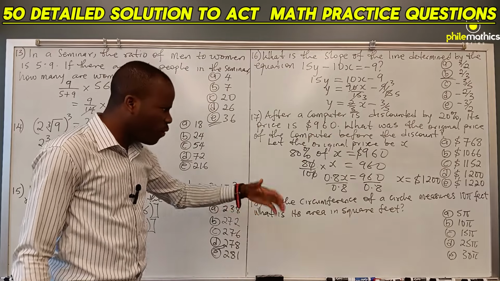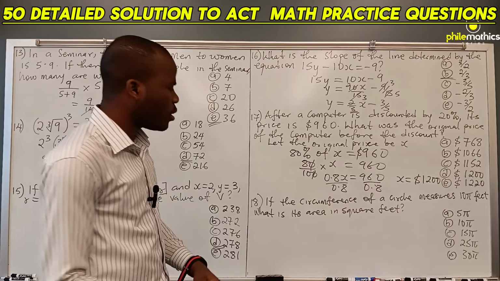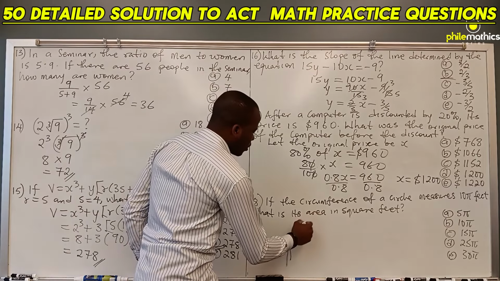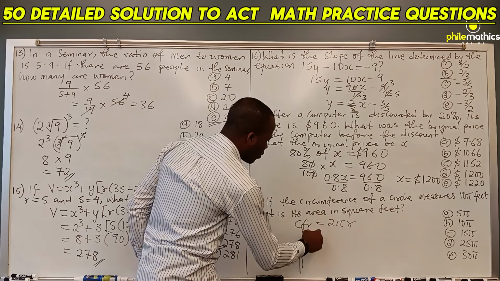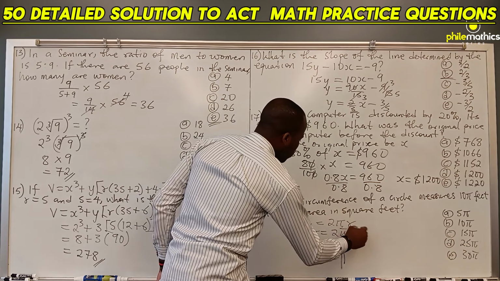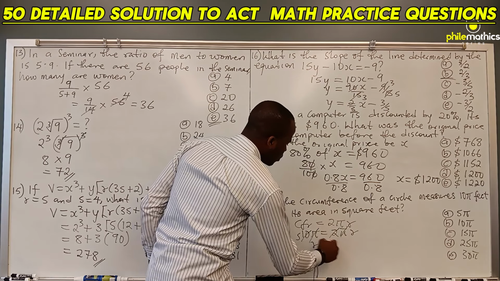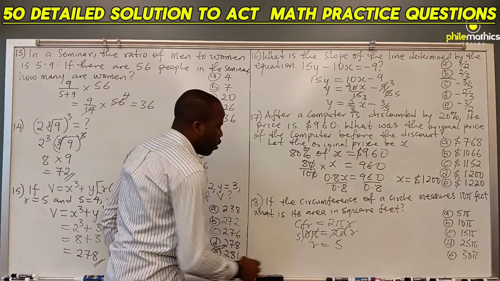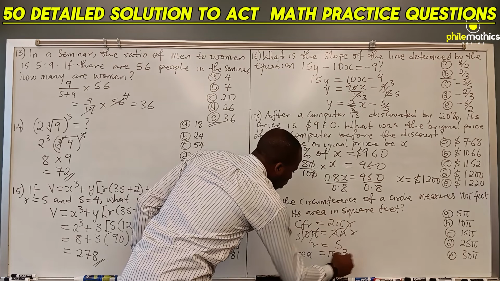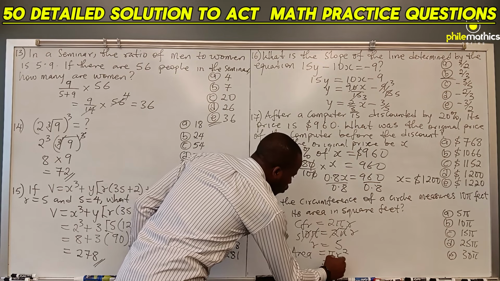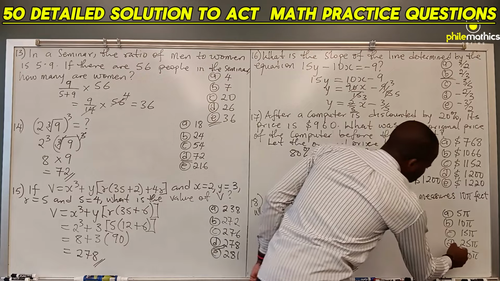18 says, if the circumference of a circle measures 10 pi feet, what is its area in square feet? So remember, circumference is given as 2 pi r, and they gave us the circumference as 10 pi equals 2 pi r. So that pi can cancel pi, 2 can cancel 10 as 5, so that our radius is 5. The formula for area of a circle is pi r squared, and r is 5, so 5 squared is 25 pi, which is D.